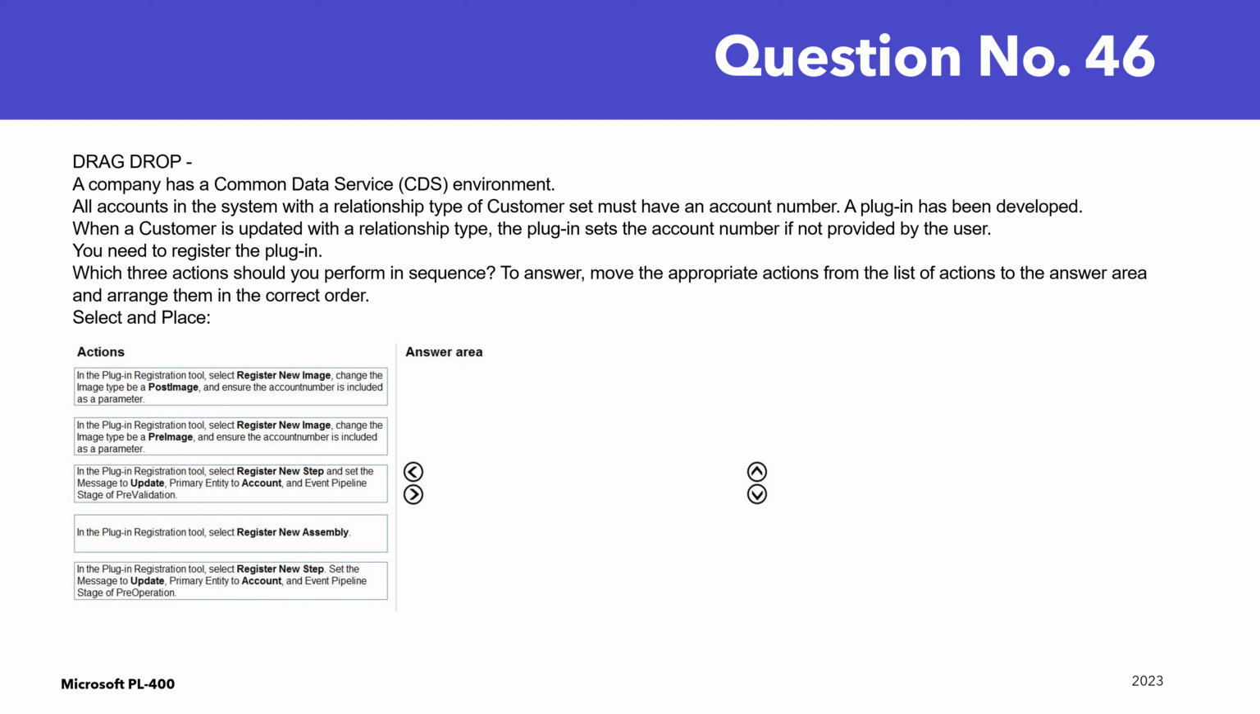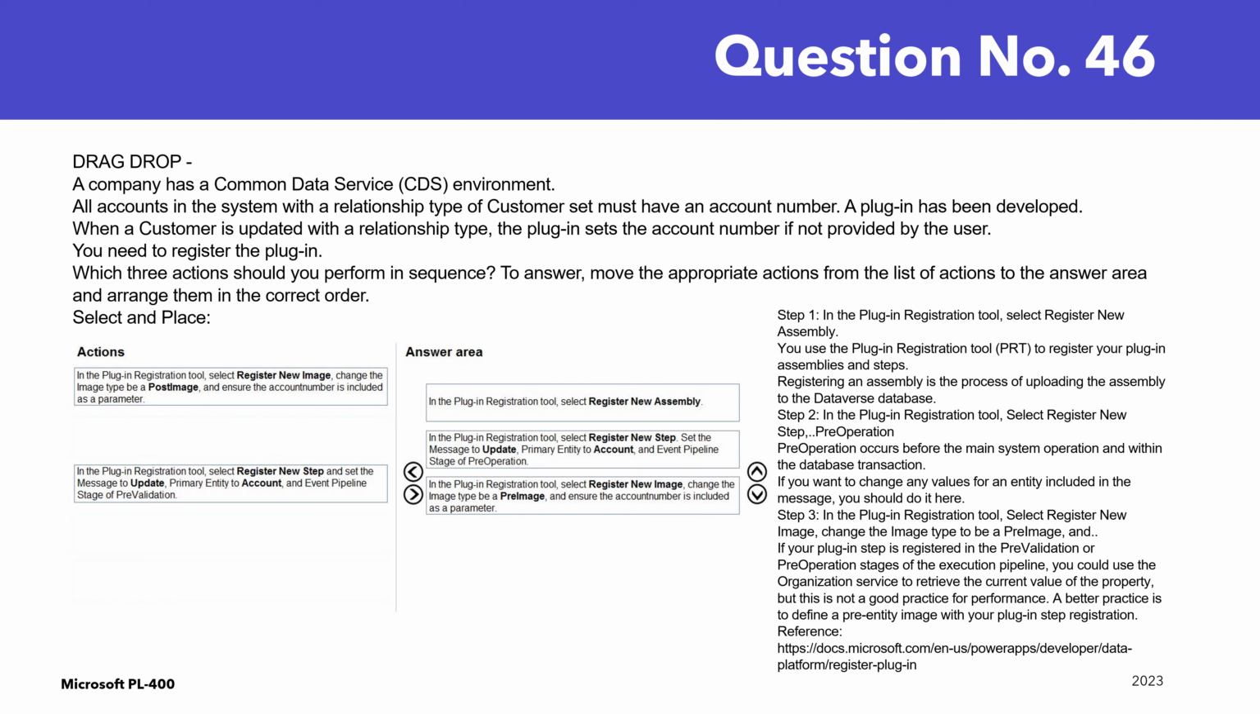To answer, move the appropriate actions from the list of actions to the answer area and arrange them in the correct order. Actions. In the plugin registration tool, select Register New Assembly. In the plugin registration tool, select Register New Step. Set the message to Update, Primary Entity to Account, and Event Pipeline stage of pre-operation. In the plugin registration tool, select Register New Image, change the image type to PreImage, and ensure the account number is included as a parameter.